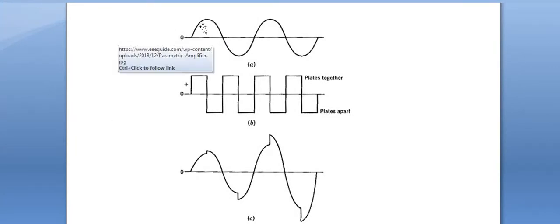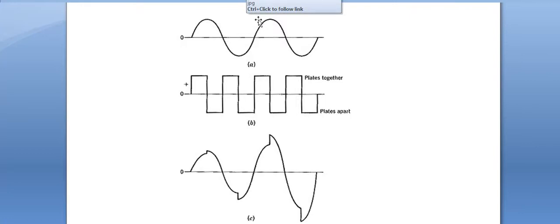Now this figure shows parametric amplification with square wave pumping in a degenerative mode. Here in figure A, this is the signal input voltage. This is the pumping voltage, and this wave corresponds to the output voltage buildup. Now the process of signal buildup is shown in figure C.